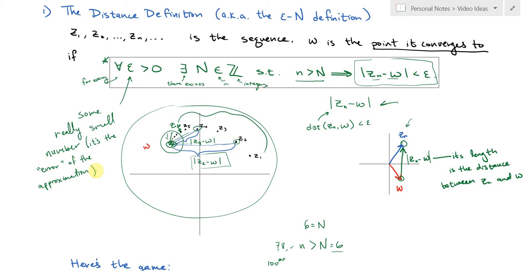There should be points later on in the sequence. Again, you might have to throw out the first several. You might have to throw out the first 6, or the first 100, or the first million kajillion of them. But you have an infinite sequence here. So eventually, you want them to be within epsilon, no matter how small you make epsilon. You should be able to get closer and closer to W, and that's the point.